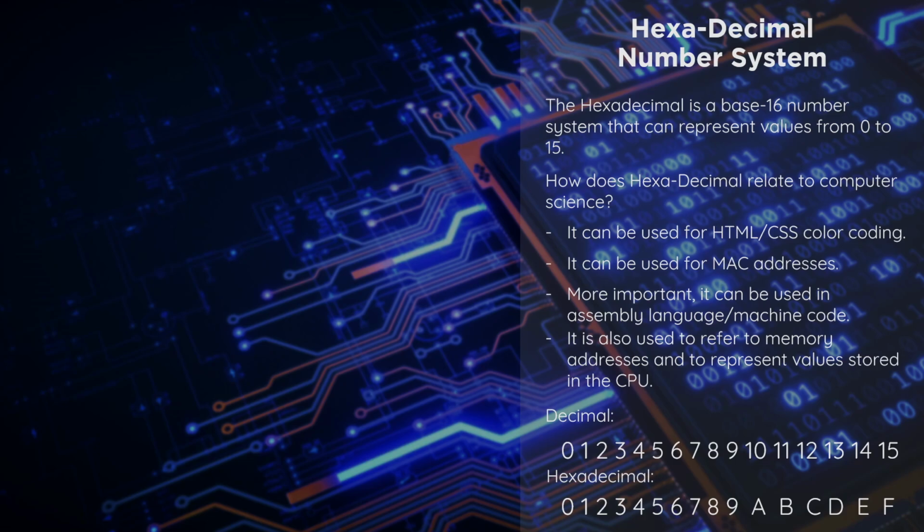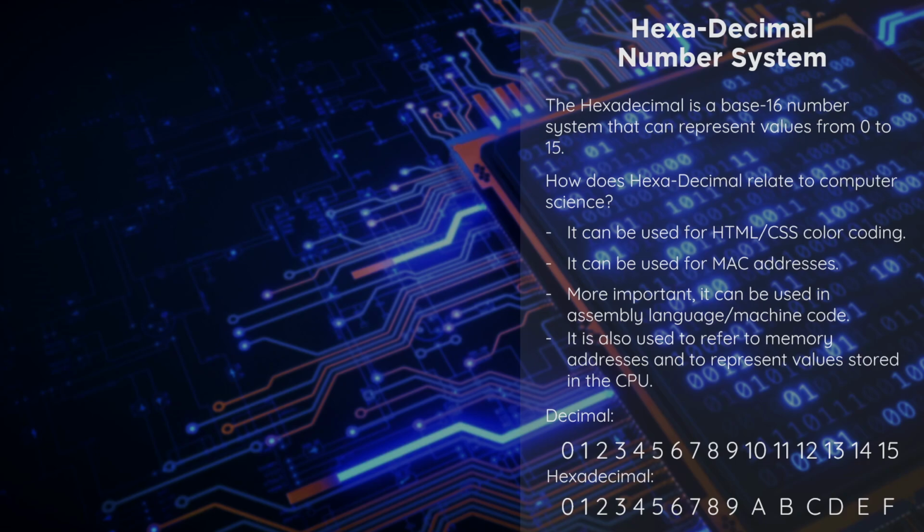But more importantly, how does hexadecimal play into computer system? We know that it can be used for HTML and CSS color coding. It can also be used for responsive web application. It can also be used for MAC addresses, which is for cybersecurity. But what we want to focus on here, which is why it relates to our unit, is the fact that it can be used in assembly language and machine code. It is often used to refer to the memory addresses and also to represent values stored in the CPU.